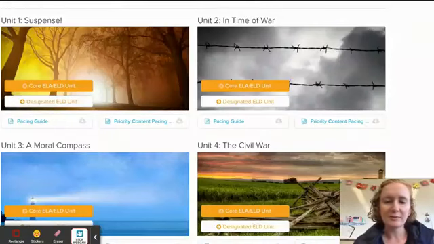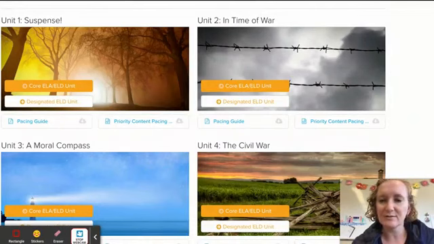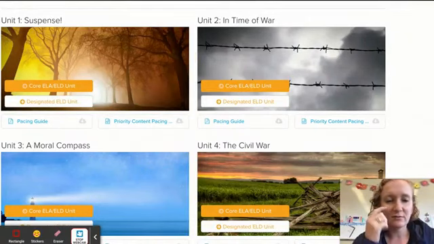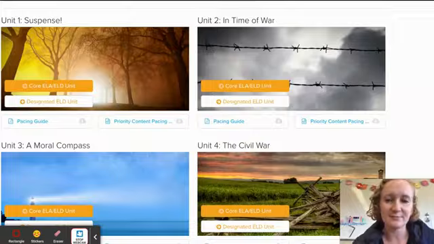Two units we completed so far this year were suspense. We read suspenseful stories, and then students wrote their own suspense story. And then in Time of War, we read stories that revolve around World War II, in which students analyzed how people behave when they respond to conflict.